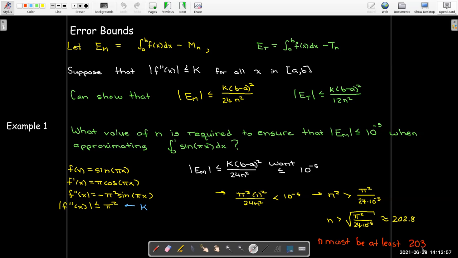And what integer is bigger than 202.8? That's 203. So if I want an error bound, meaning that I know for sure that the error between the exact value and the approximation is less than 10 to the minus 5th, I'll have to use at least 203 subintervals. I may be able to use fewer, but I wouldn't know that unless I already knew the exact value. And if I knew the exact value, then I wouldn't need to calculate an approximate value, usually.